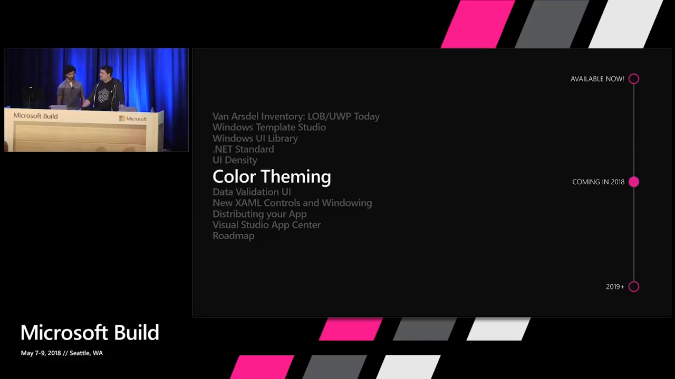So the next topic that we'll cover is color theming. Color theming is about getting the colors of your brand or your organization put into your application so that it takes on the look and feel of your brand. And this is an interesting topic because, first of all, if you've ever tried to change the colors in a UWP XAML application, you know that it can be a time-consuming task.